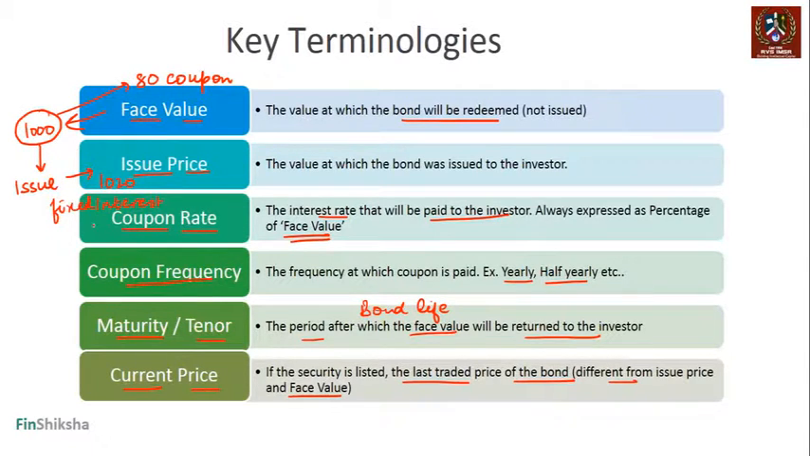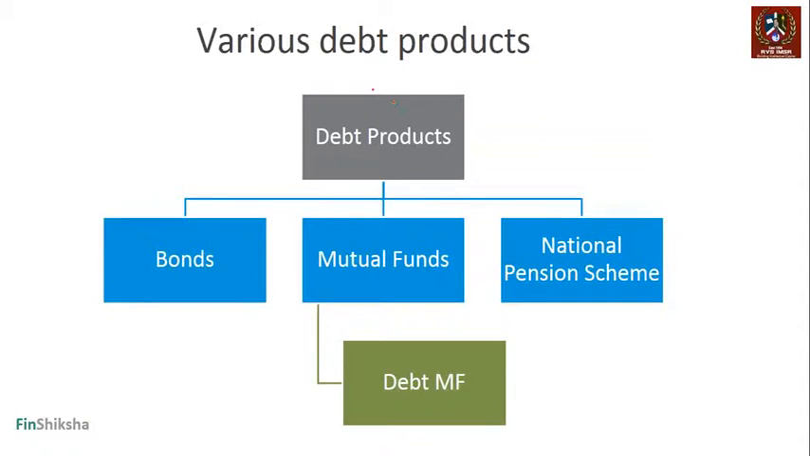Remember, coupon rate is the fixed payment that you will get every year, and that's why these instruments are also known as fixed income instruments, if you remember, right? Now, so broadly, those are the key terminologies.